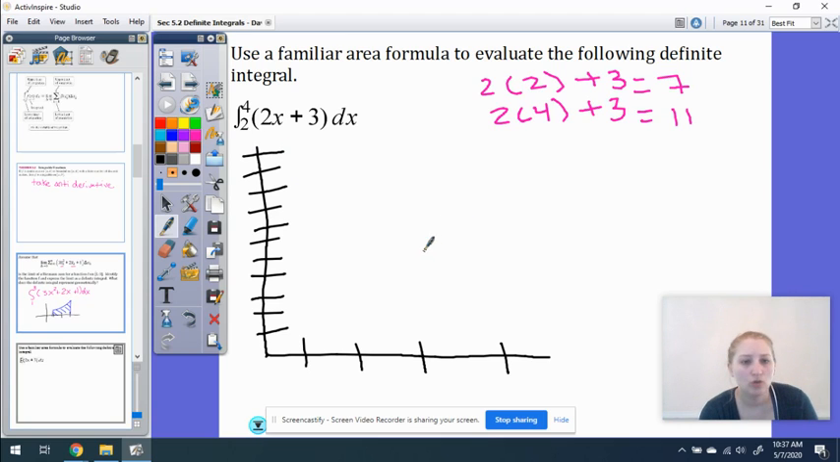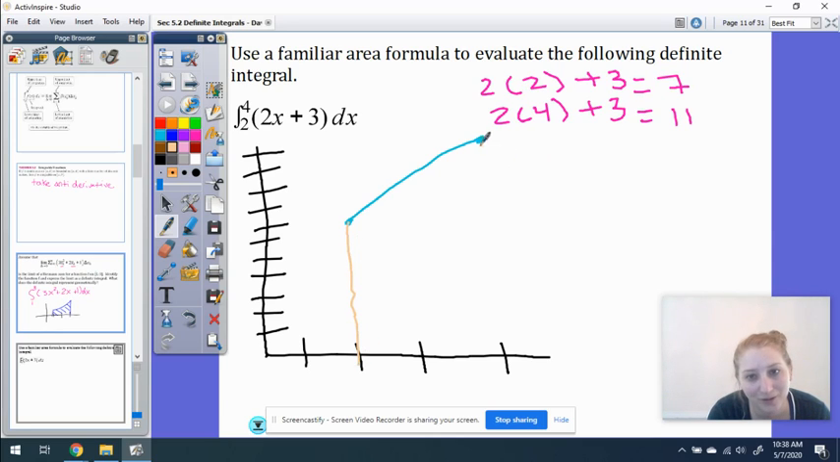Okay, so what we're going to do now is plot the point (2, 7). So 2, 1, 2, 3, 4, 5, 6, 7. And then we're going to plot the point (4, 11). Okay, so now we're going to connect those. And the next thing that we're going to do is drop these down straight here.